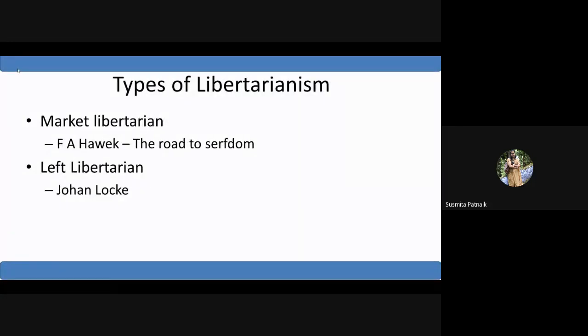Left libertarian, regarding the taxation system. The libertarians are again divided into two types. One is called the left libertarian, and the second one is called the right libertarian. The left libertarians are in support of the theory of taxation. They say that whatever may be the fruits of the laborer, the tax should go into the pocket of the state.